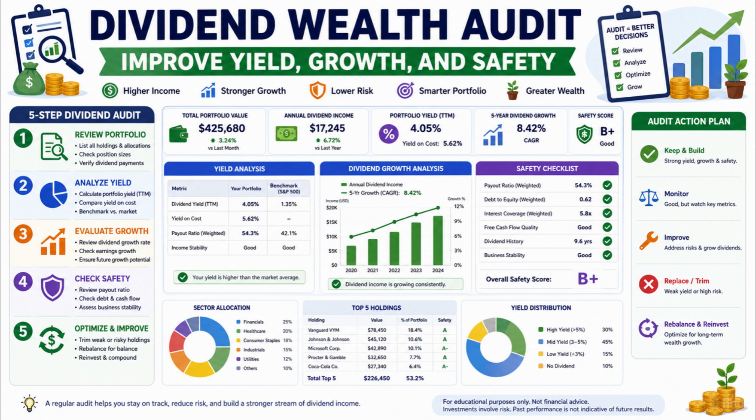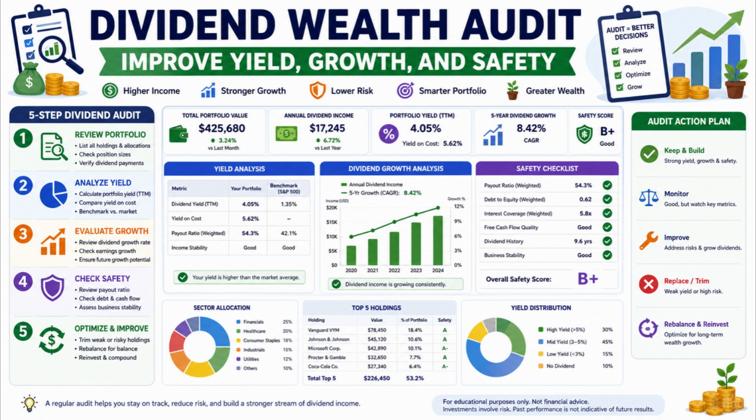A useful audit should also produce a clear action plan. Decide which holdings to keep, which ones require monitoring, which positions need improvement, and which investments should potentially be trimmed or replaced. Then set a future review date and monitor whether the planned changes improve yield, growth, diversification, and safety.